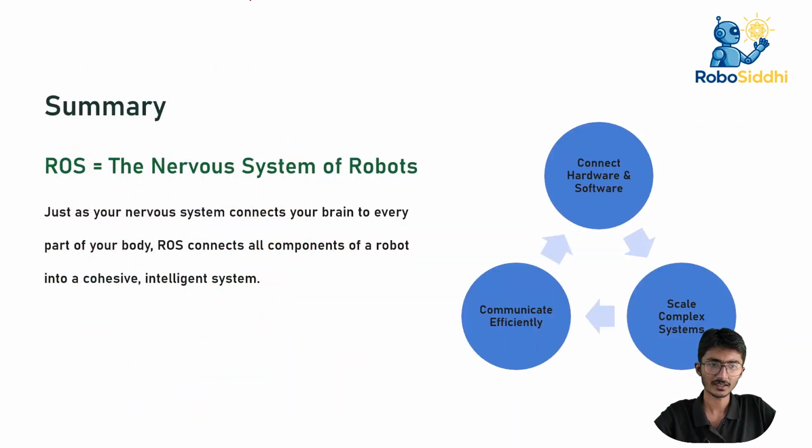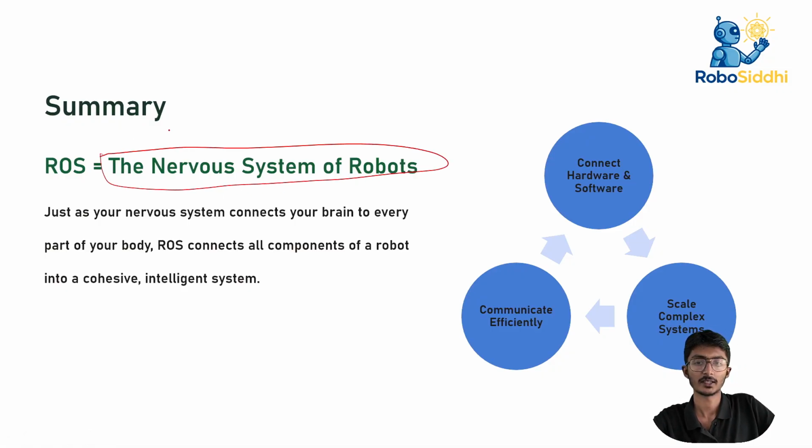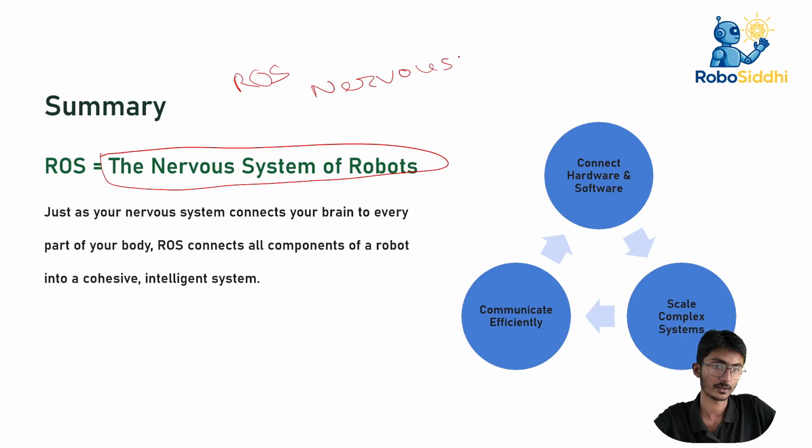Now let's talk about the summary. The summary is that ROS is acting as the nervous system of robots. If you want to make a robot which is intelligent, which is powerful, and which is going to do certain tasks, you have to make it using ROS. ROS is acting as a nervous system.